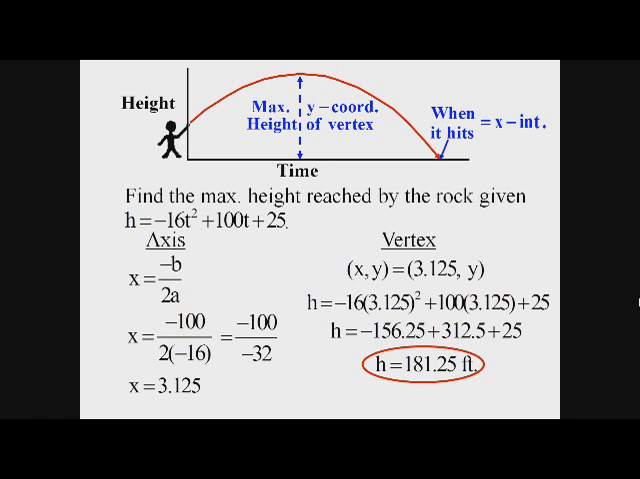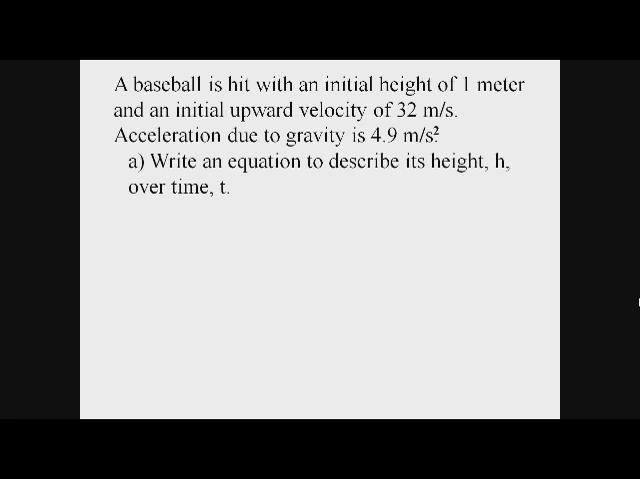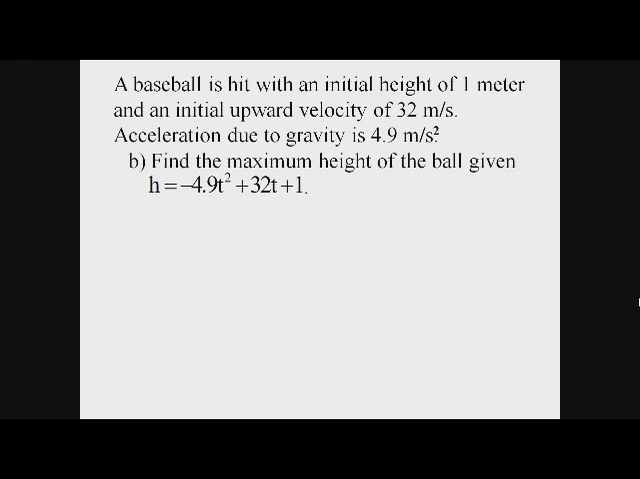Now let's look at another similar problem. A baseball is hit with an initial height of 1 meter, initial upward velocity of 32 meters per second, and acceleration due to gravity of 4.9 meters per second squared. So we're going to write an equation to describe its height over time. We know that initial height is 1 meter. We know the upward velocity. We know the gravity. We'll plug that into our equation. There's our equation. Now let's use that equation to find the maximum height of the ball.